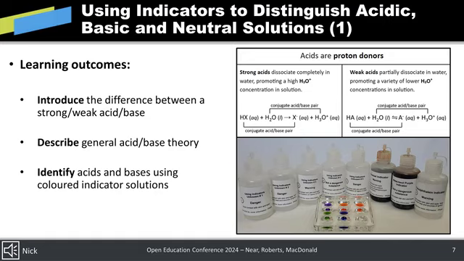So, there are 3 primary learning outcomes for this experiment. One, we want to introduce the difference between a strong and weak acid or base. We would then want to describe general acid and base theory to students, and we want them to be able to identify acids and bases using colored indicator solutions that we provide them in lab. And so shown over here in the figure on the right, we have example theory that we provide students, both with respect to strong and weak acids, as well as bases, as they are conjugate pairs, as well as an example image of what students might actually use in the laboratory, which is the 5 unknown clear solutions, as well as a spot plate with some colored indicators.